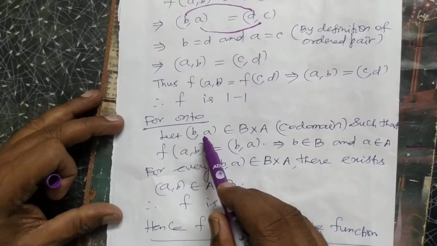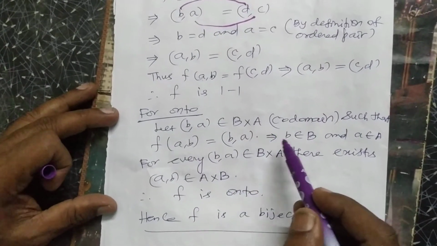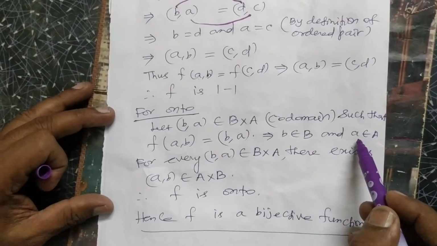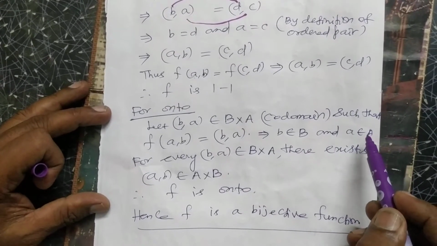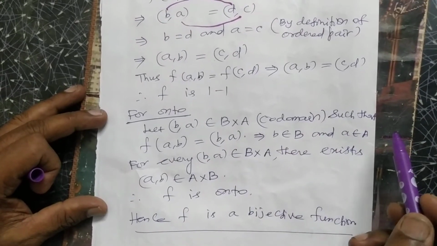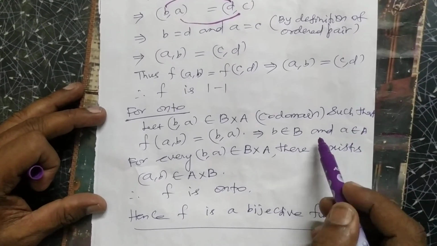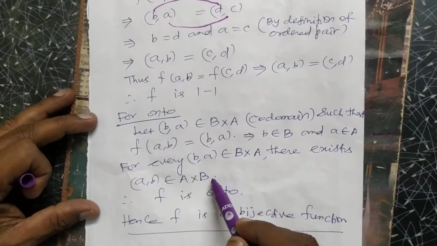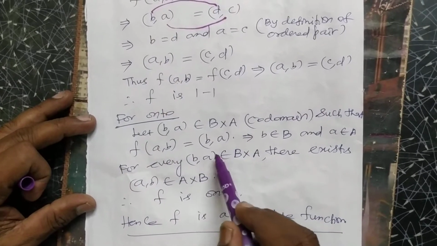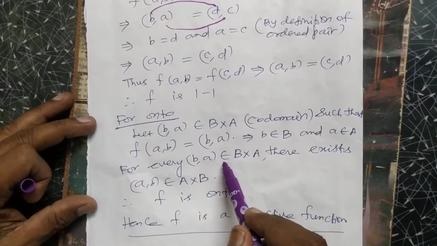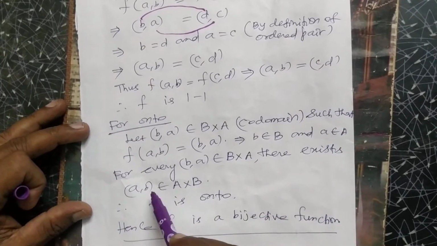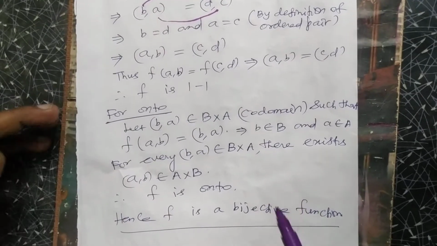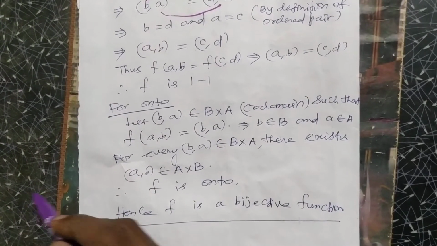Then since (B, A) belongs to B cross A, B belongs to set B and A belongs to set A. When A belongs to A and B belongs to B, we can say that (A, B) belongs to A cross B. Then for every element ordered pair (B, A) belonging to B cross A, there exists (A, B) belonging to A cross B. Therefore, F is onto. Hence, F is a bijective function.